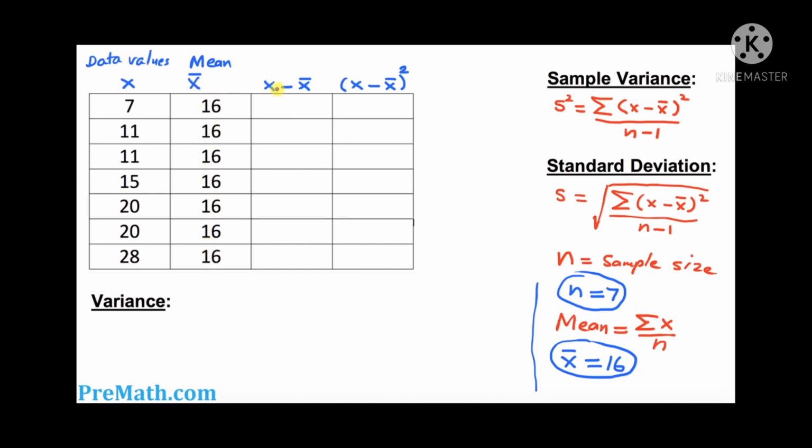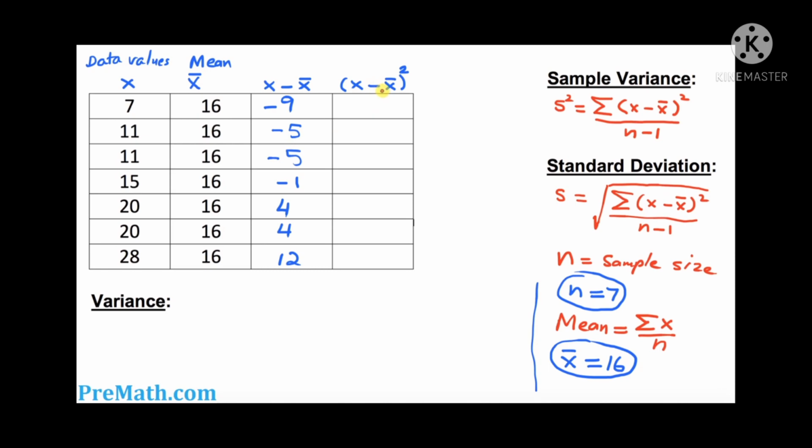So the next step, I want you to find x minus x bar, meaning the first column minus the second column. 7 minus 16 is what? Negative 9. Likewise, 11 minus 16 is going to be negative 5. 11 minus 16 is again negative 5, and that turns out to be negative 1. This is 4, this is 4, this is what? 12. See how we got it? We just simply subtracted these two values.